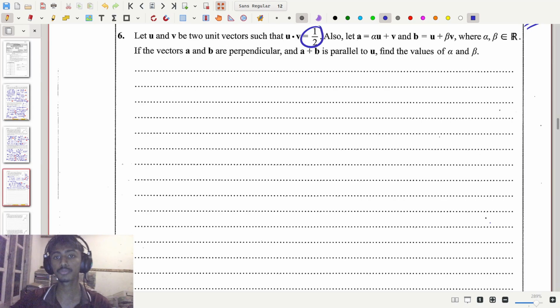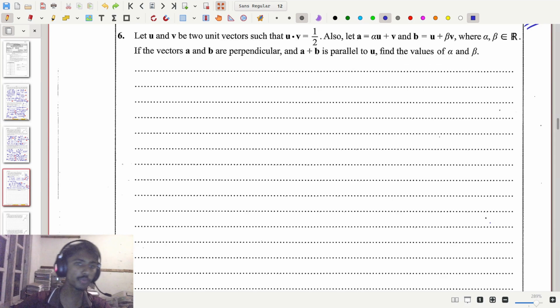is equal to half. Also, let vector a be equal to alpha u plus v and vector b be equal to u plus beta v, where alpha and beta are both elements of the real numbers. Now given this, the question says, if the vectors a and b are perpendicular and a plus b is parallel to u, find the values of the two constants alpha and beta.